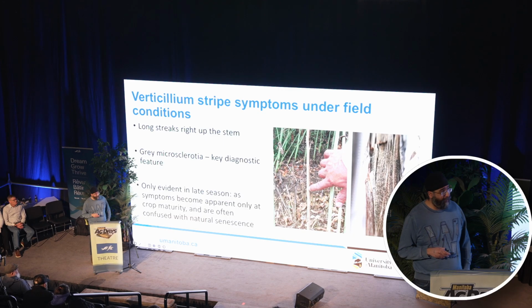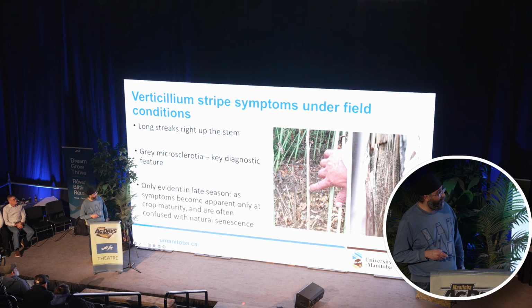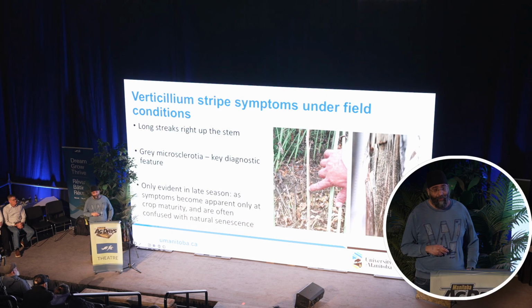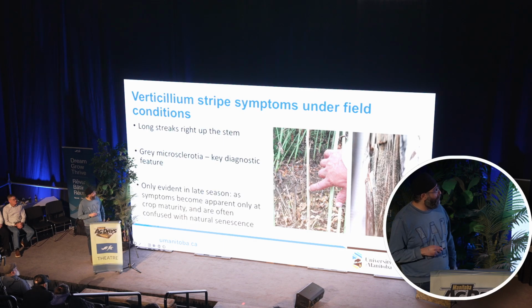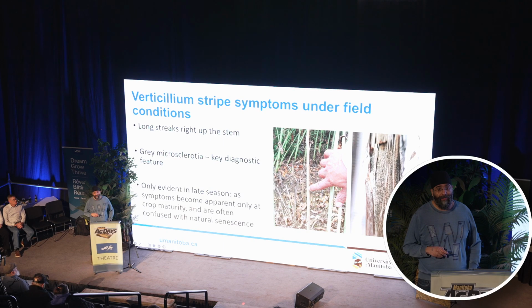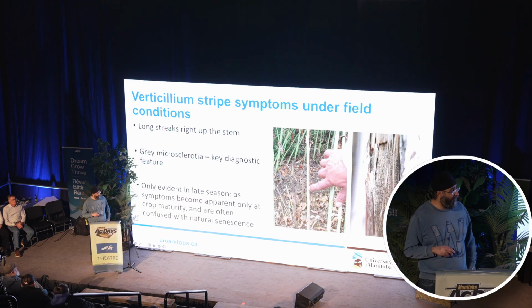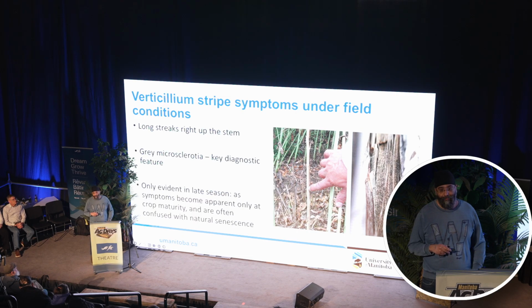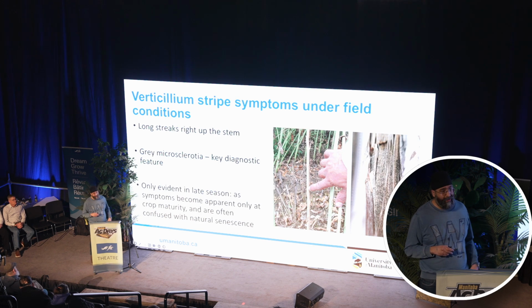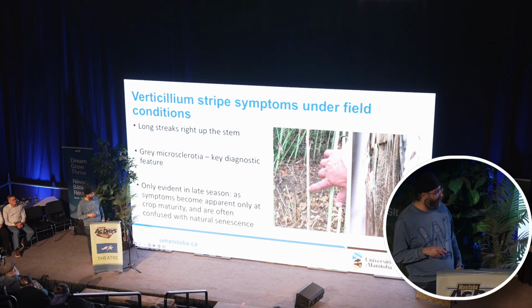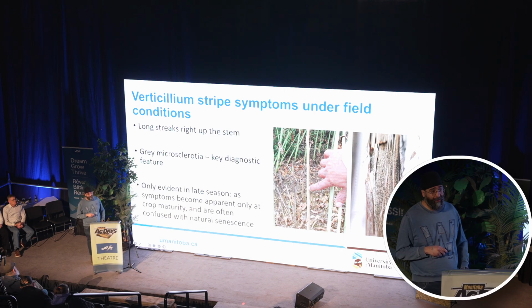When we talk about the symptoms in the field, there are different symptoms you can observe. You can observe long streaks on the stem. This is the reason why the disease is called stem striping and not wilt, because it's not causing wilting, it's causing these striping kinds of symptoms. Gray microsclerotia also appear on the stem itself. But the critical part is that all these symptoms appear fairly late in the season. So if you're scouting at 60, 70, or 80% seed color change, you would not see them. You would have to scout very late in the season, probably right before swathing.